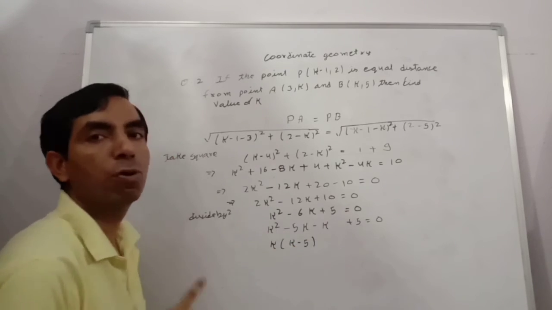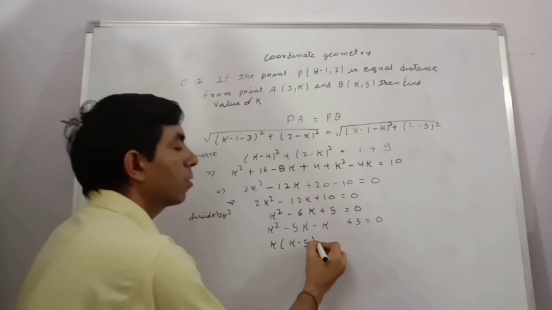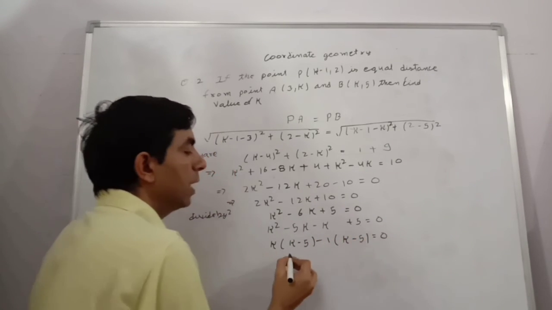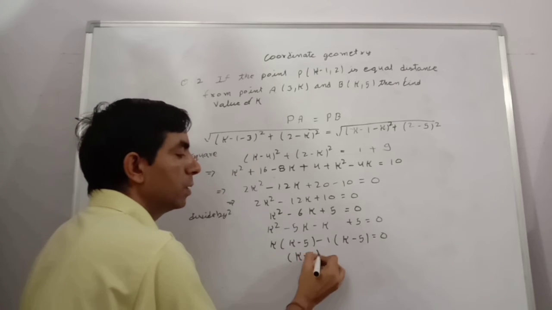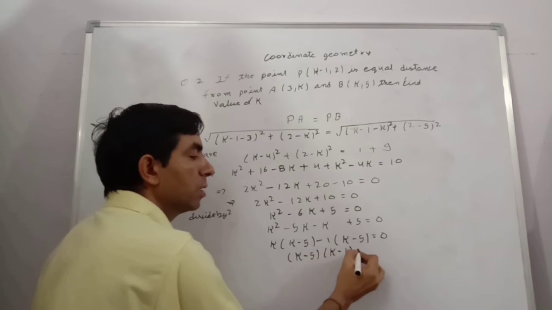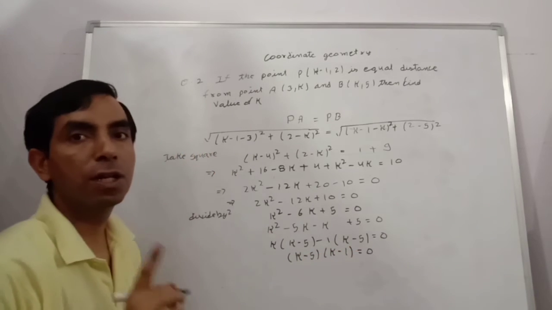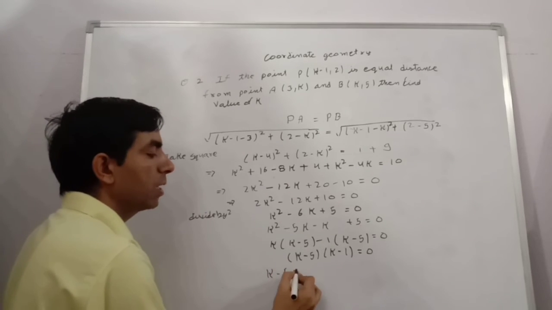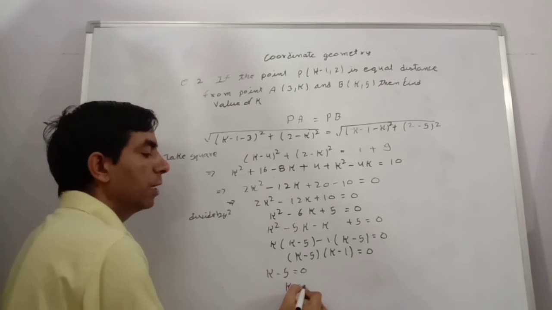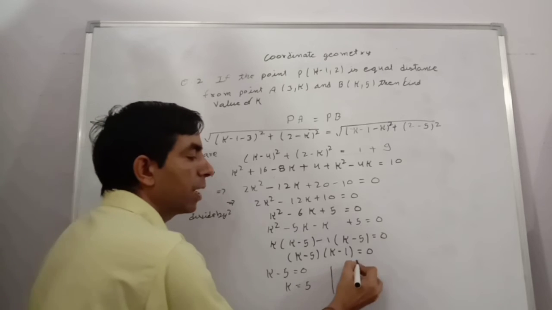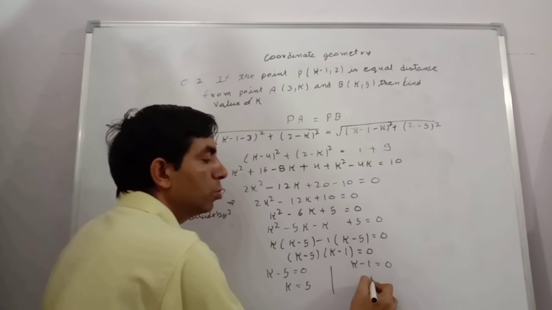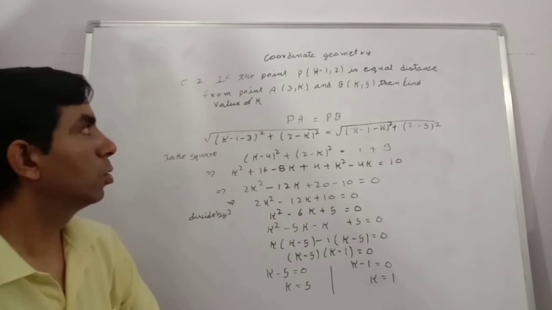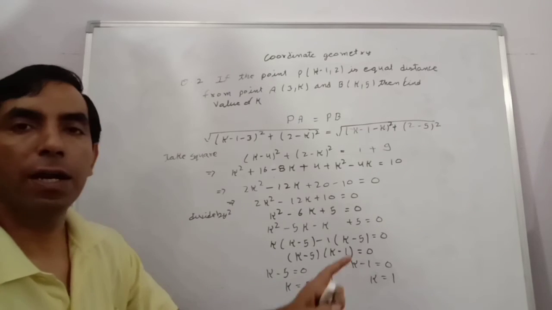Next we cannot take anything, so we take common minus 1. So k minus 5. Here we get two factors of this quadratic equation, which means we finally have two solutions of this question. First we write k minus 5 equal to 0, then k is equal to 5. And second, k minus 1 equal to 0, then k equals 1. So we have two solutions of k, 5 and 1.